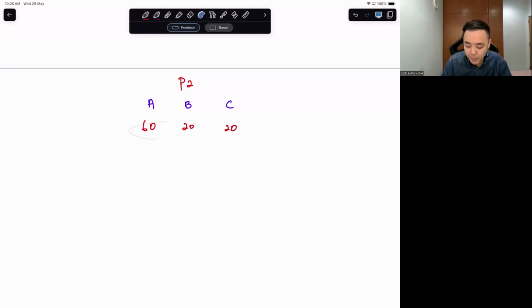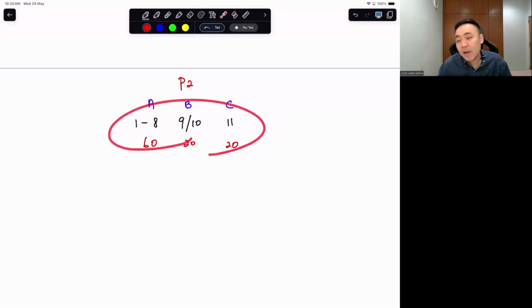Okay? So for SPM format, it's going to be like this. Question 1 to 8, it will be Section A. Question 9, question 10, Section B. And then Section C is question 11. So altogether here, you got 11 questions, right? You just need to do 10 questions.